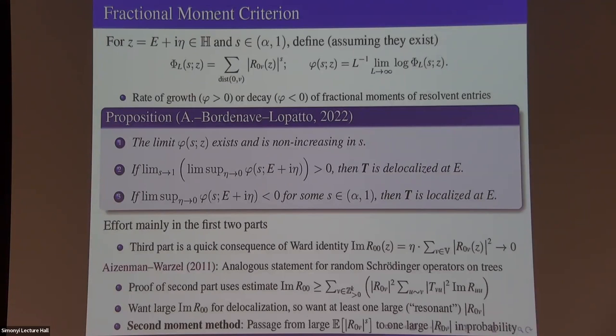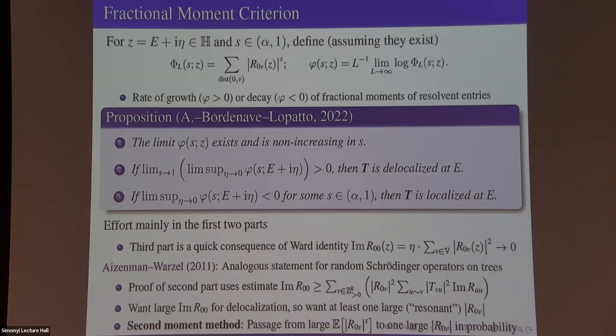It uses a deterministic bound. This is not a random bound; it's a pure estimate about matrices. If I want to show delocalization, I want to know this imaginary part of the resolvent is strictly positive, so in principle I want to lower bound this thing. It's a linear algebraic statement that you can lower bound this by a quantity that looks like this. Let me not explain this quantity too much. The key point to keep in mind is that you have an R0V squared here.